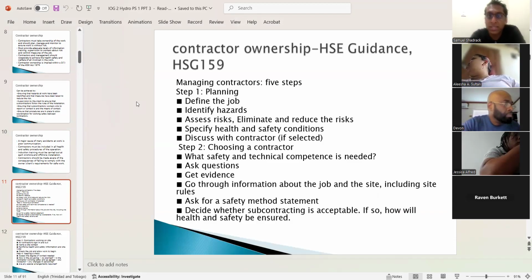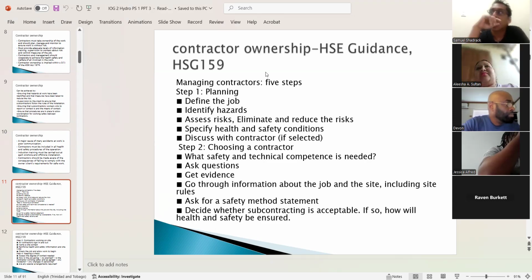If you're not too sure what a guidance is, if this is one of your first classes, a guidance is like a book from the Health and Safety Executive, which is HSE. HSE stands for Health and Safety Executive. They have a website and they produce a book on everything. Whatever you could think about, there's a guide on that. There's like a pamphlet, like a mini booklet. And this is how they say to manage contractors.